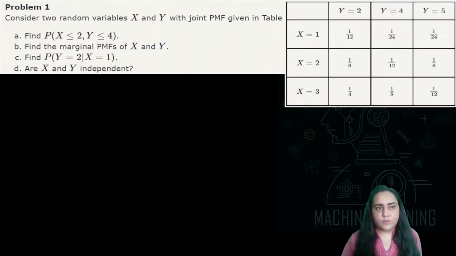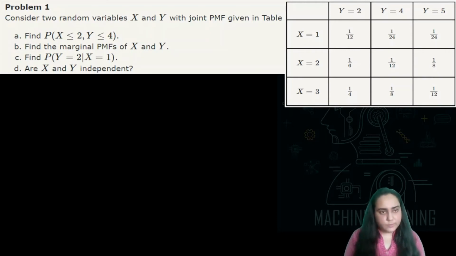We can move on to the next question, which is, again, considering two different random variables, x and y, and this time you are given a joint PMF. So we are going to be using some exciting new formulas for this because it has a joint PMF, and there's also the marginal PMF, which is another exciting formula to use. So let's see how we can solve this. Okay.